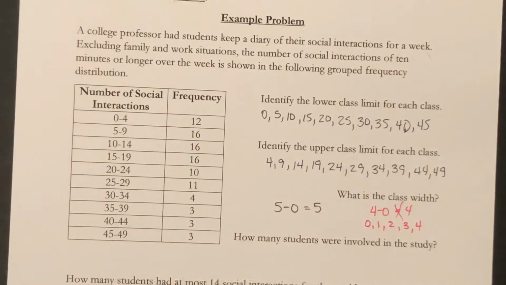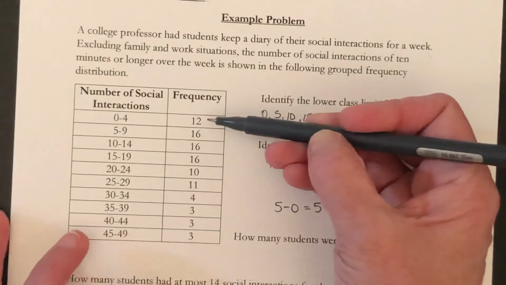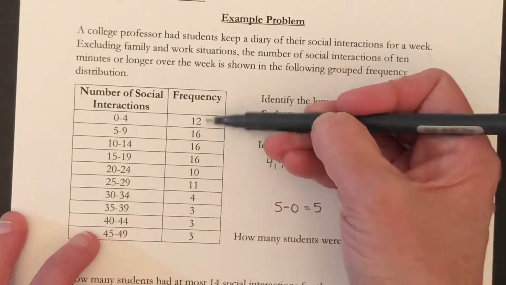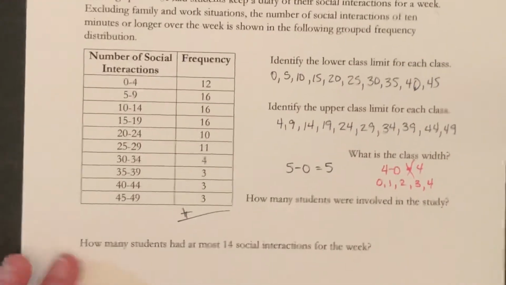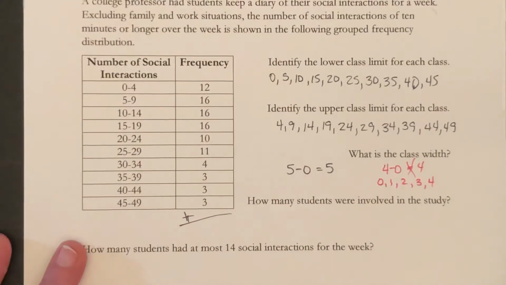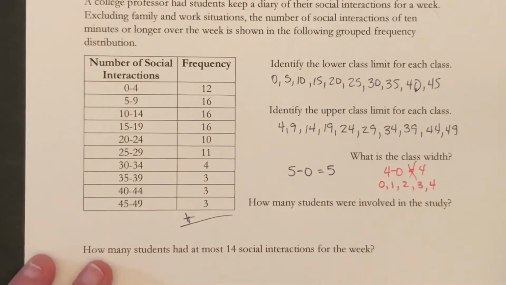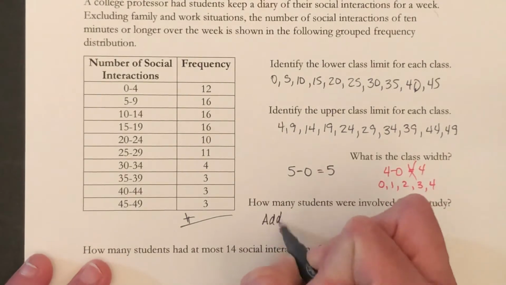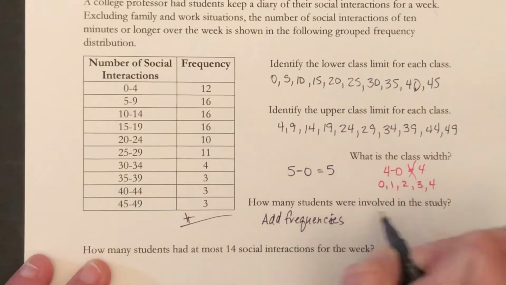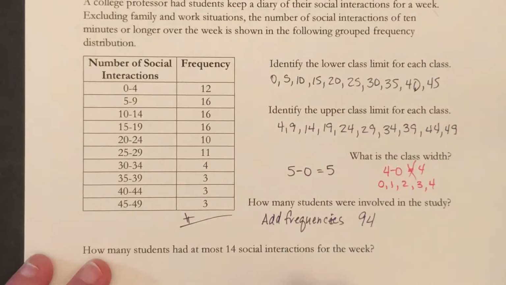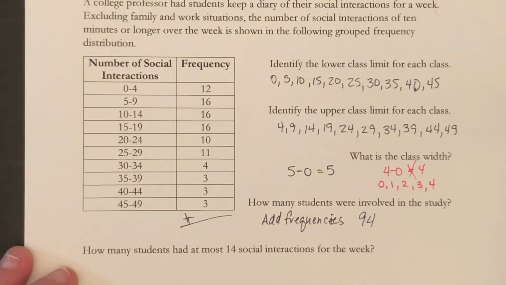Okay, so how many students were involved in the study overall? What we want to do is, this is just a shorthand. 12 people said this, 16 people said this. All we have to do is to add up all of these numbers. I think you know how to add using a calculator by now. If you add them up, you get 94. So there are 94 students in this study.